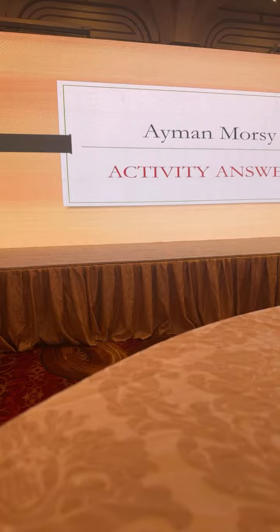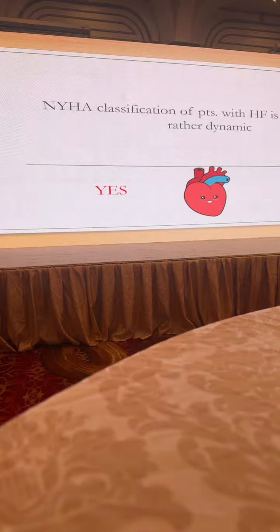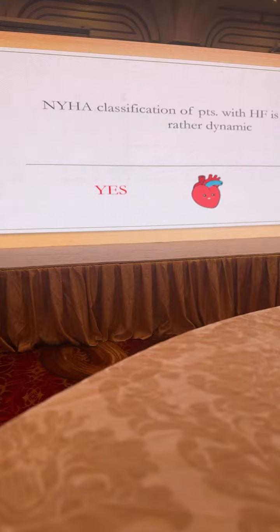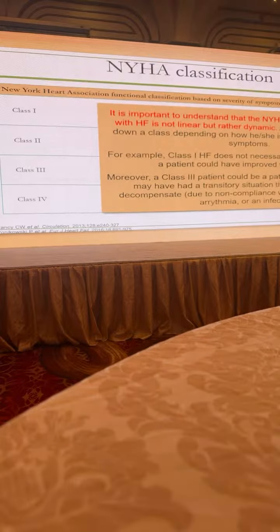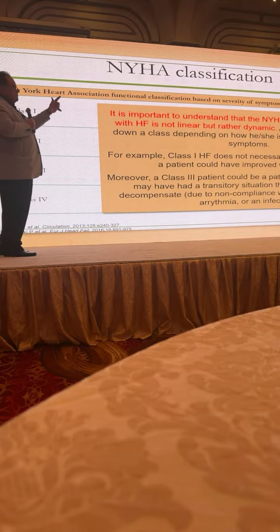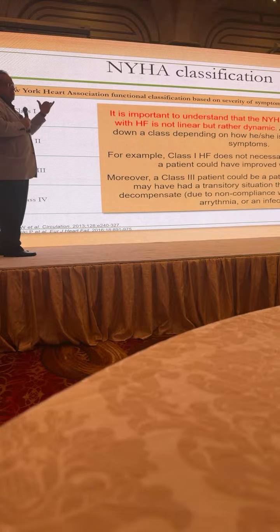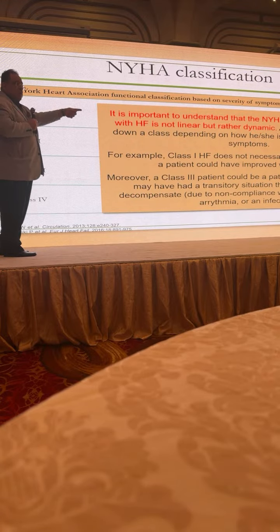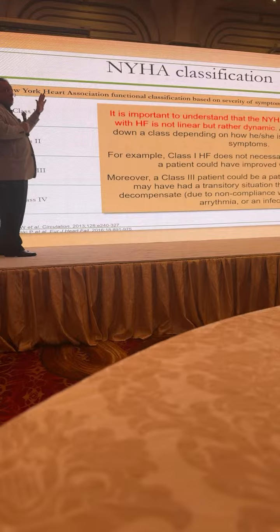I will go to the answer and then we'll finish. I think everybody now knows the answer, right? NYHA classification is always dynamic. What I want to say to you is that class 1 NYHA does not mean the patient is fine, and class 4 NYHA does not mean the patient feels very badly. Why? This is exactly what the guideline mentioned. It is important to understand that NYHA classification of a patient is not linear. If the patient is very compliant to therapy, it becomes 1. If the patient stops it, it becomes class 3, so it is dynamic.